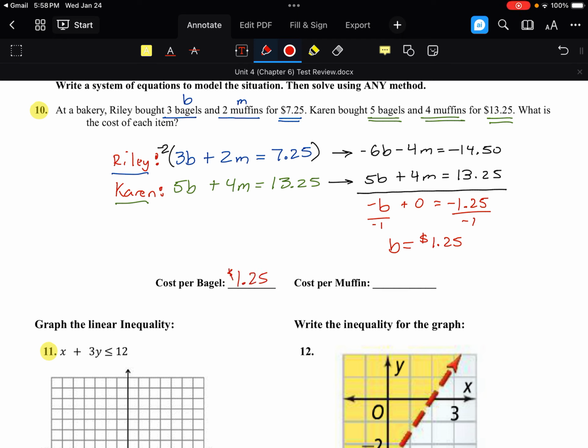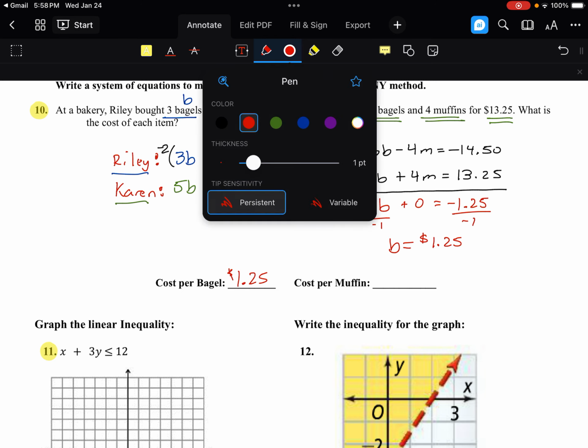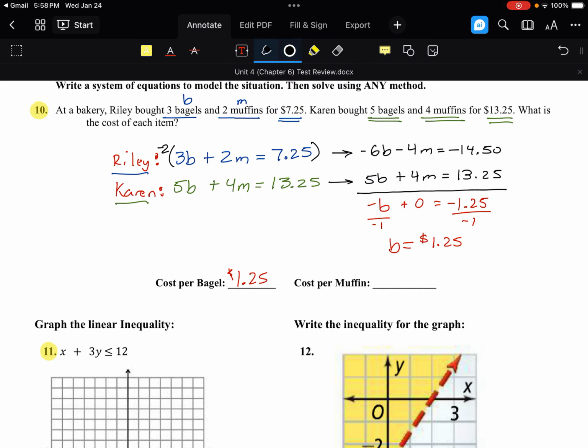Now that we know the cost of bagels, we just need to find the cost of muffins. So we can plug this back in and solve for muffins. So let's say we go back to the original first equation before we changed anything. We've got 3 times 1.25 plus 2m equals 7.25. 3 times 1.25 is 3.75 plus 2m equals 7.25. We'll subtract the 3.75 over.